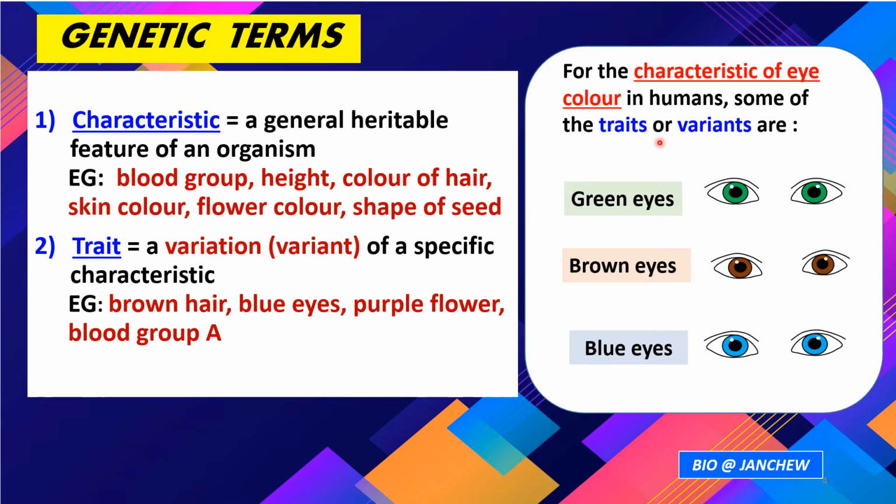Now, another example is for the characteristic of eye color in humans, some traits or variants are green eyes, brown eyes, and blue eyes. These are all traits, right? Whereas the characteristic involved is eye color.